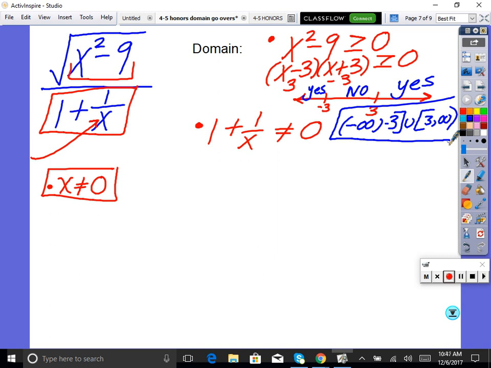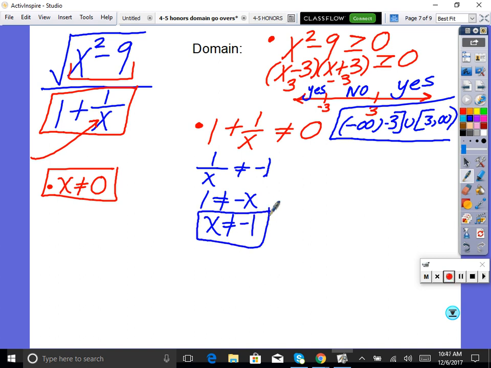All right, solving for x here. Subtract 1. 1 over x cannot be negative 1. Now wouldn't I multiply both sides by x? 1 cannot equal negative x. x cannot equal negative 1. So now, guys, we have to piece this and this together where it works for all of the pieces. So now think about it.